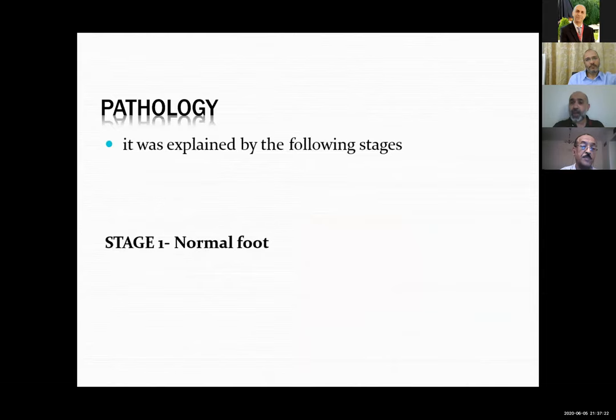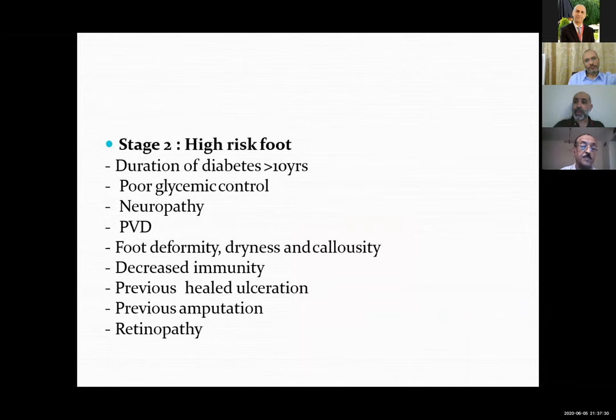Based on the pathology, you can classify those diabetic feet into either a normal one or a patient who has his foot at risk to develop a foot ulcer or infection. The longer the duration of the diabetes, the more the risk. Poorly controlled diabetes, or blood sugar, is another risk factor. Development of peripheral vascular disease, neuropathy, having a foot deformity, dryness of the skin, or the development of callus, decreased immunity, as we said, and sometimes those patients might have more than one reason to be immune compromised, whether it's a mild reason such as diabetes or kidney problems, or even more advanced immune suppression. Having a previous amputation is another risk factor to have an open wound that became ulcerative as well.